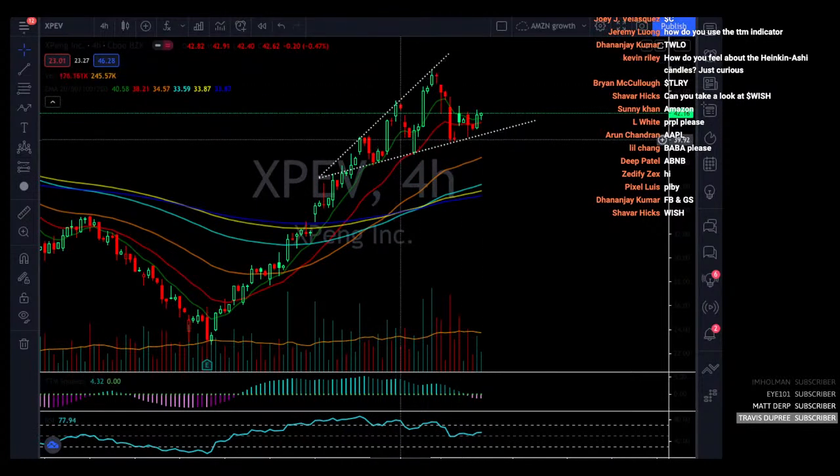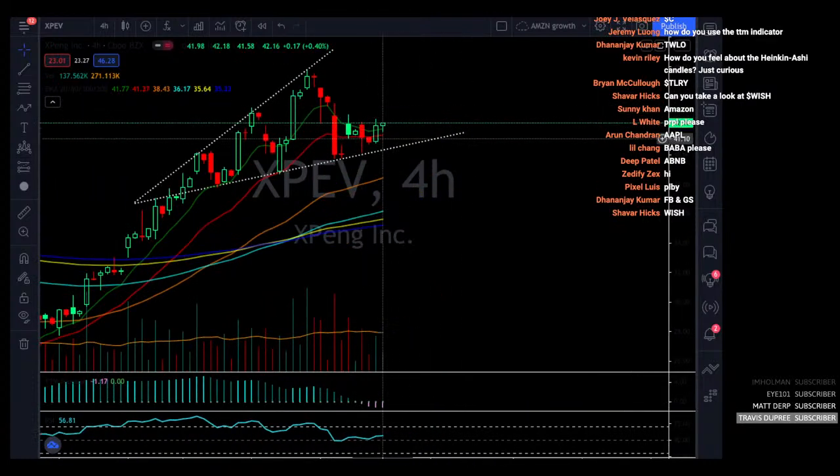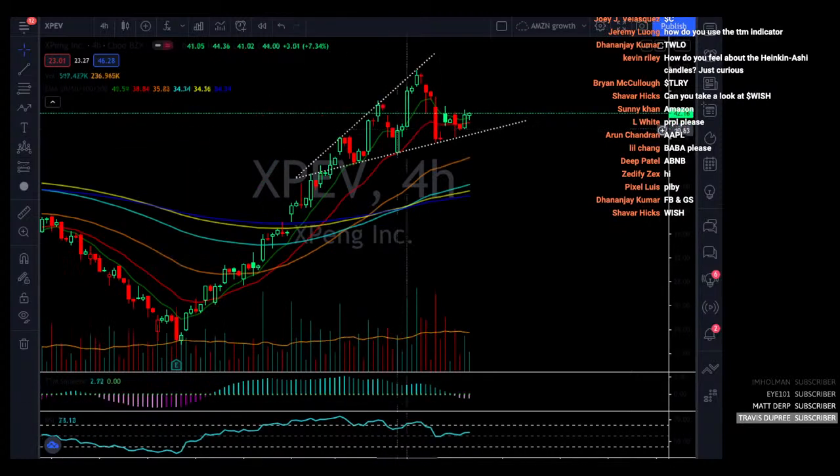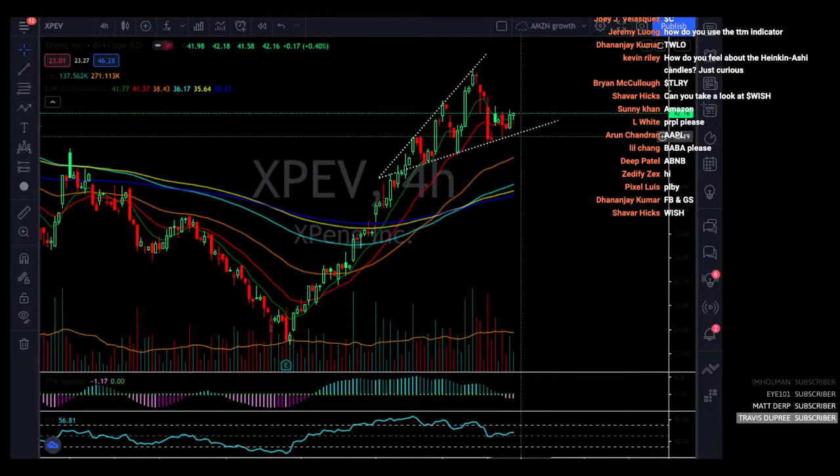And usually when it breaks out, it makes a higher high, higher high, higher high, and then it suddenly makes a lower high. Over here, you do see it start to consolidate. It's losing bull momentum, which means that we are looking for a breakout to the downside on XPeng. So I am expecting XPeng to break down in the next week to where that is.